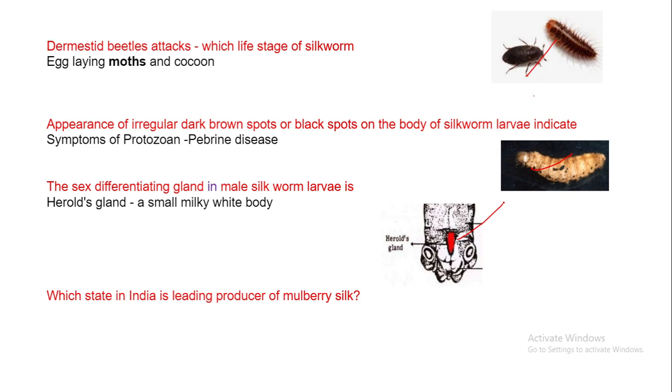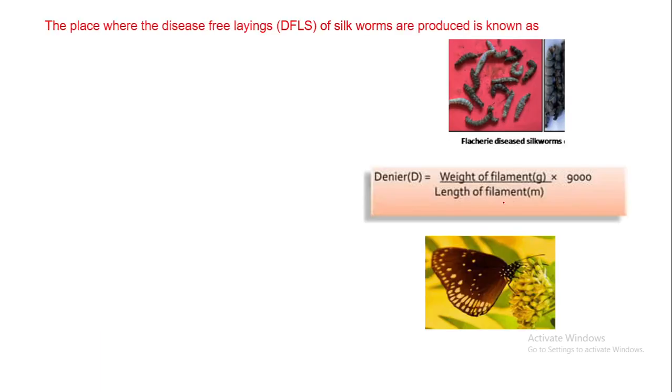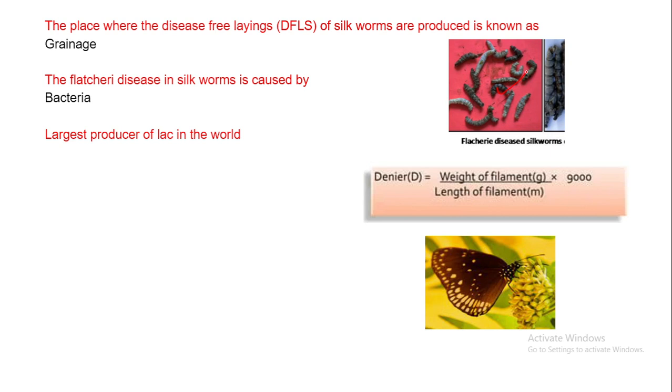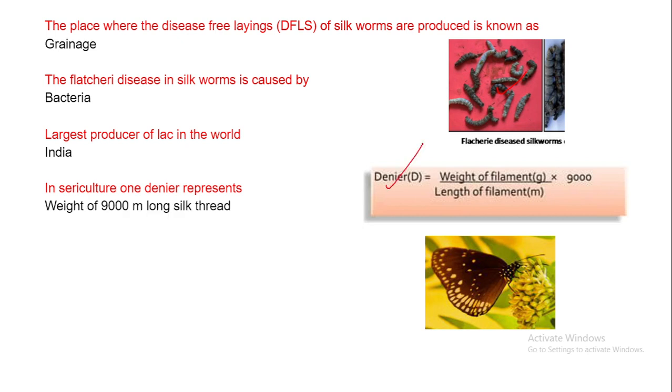Which state in India is the leading producer of mulberry silk? Karnataka. The place where the disease-free layings of silkworms are produced is known as grainage. The flacherie disease in silkworm is caused by bacteria. The largest producer of lac in the world is India. In sericulture, one denier represents the weight of 9,000-meter-long silk thread.